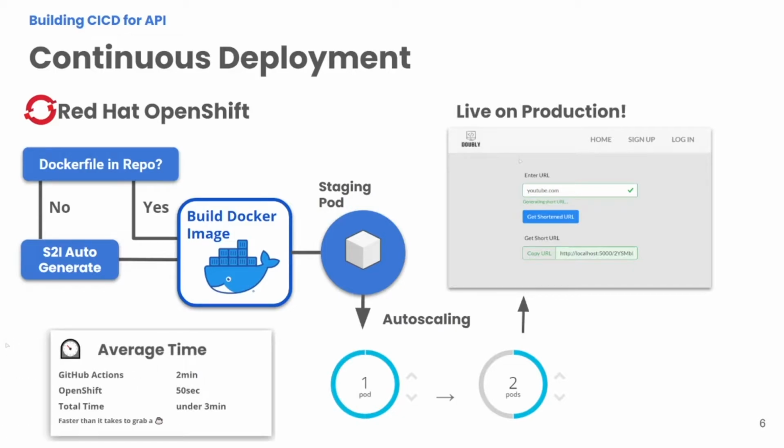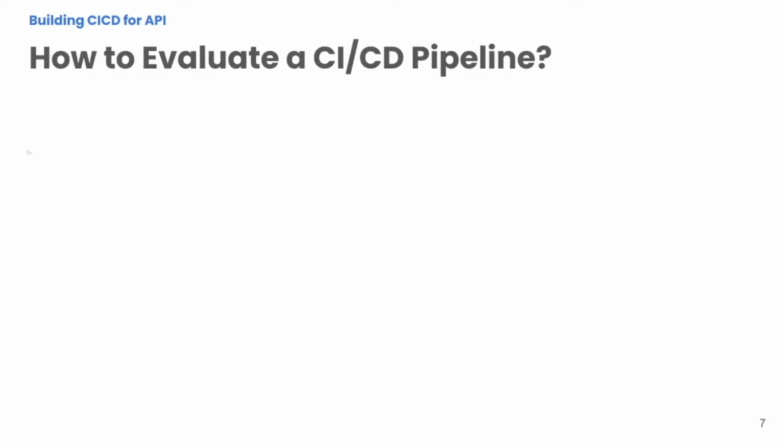For an average Python web application, this entire automated process takes under 3 minutes, faster than it takes to grab a cup of coffee. It's easy and fast to set up and customize to your needs. How can we evaluate a good CI/CD pipeline? Good pipelines are fast, reliable, and accurate. How quickly can developers get feedback for the correctness of their work?